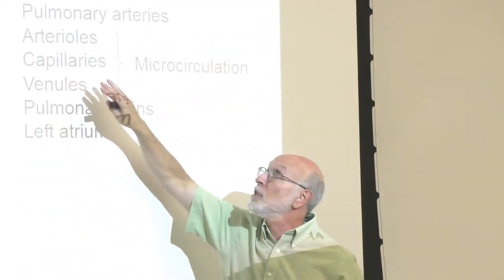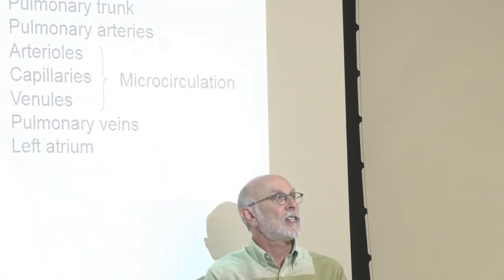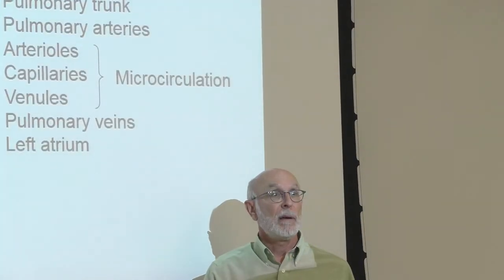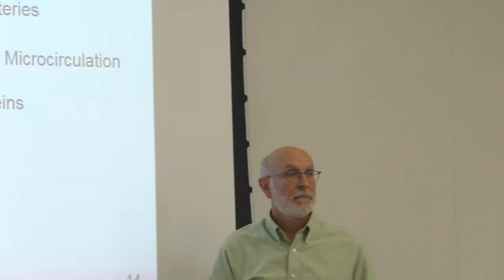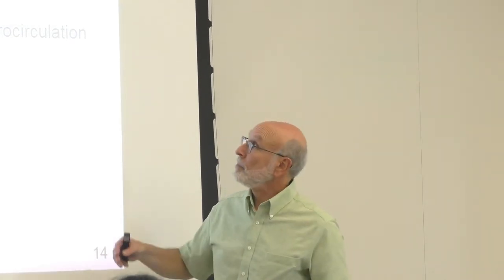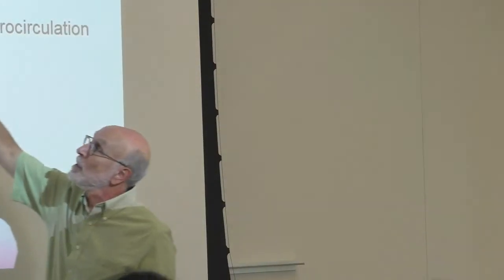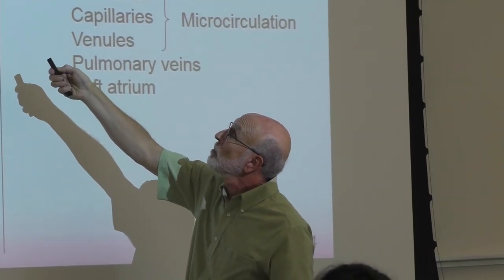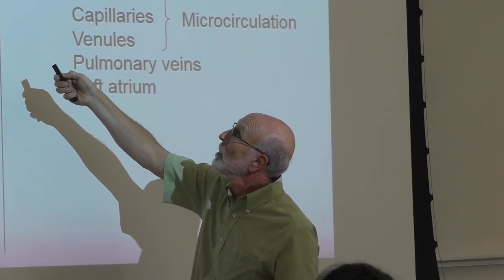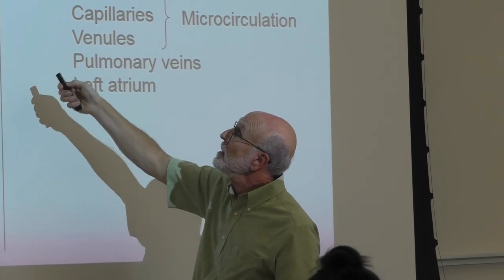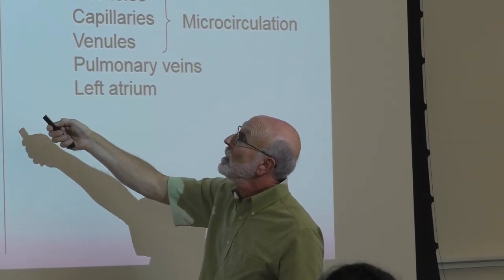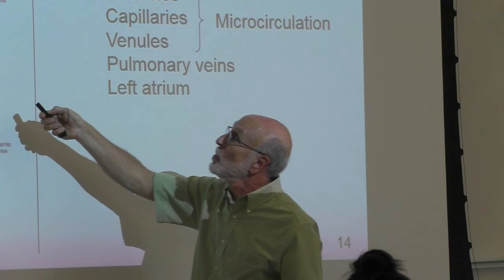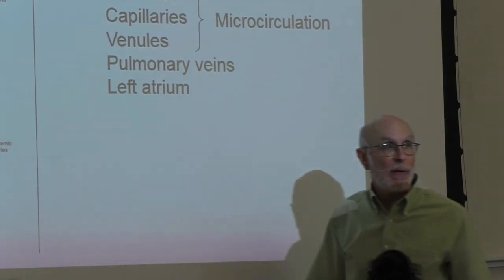Arterioles, capillaries, and venules. And at capillaries, what happens? Gas exchange. But now we're picking up oxygen and getting rid of carbon dioxide. By we, I mean our blood cells, right? The red blood cells. Then the microcirculation in the lungs collects into venules, and this vein, called the pulmonary vein, brings the blood from the lungs to the left ventricle.